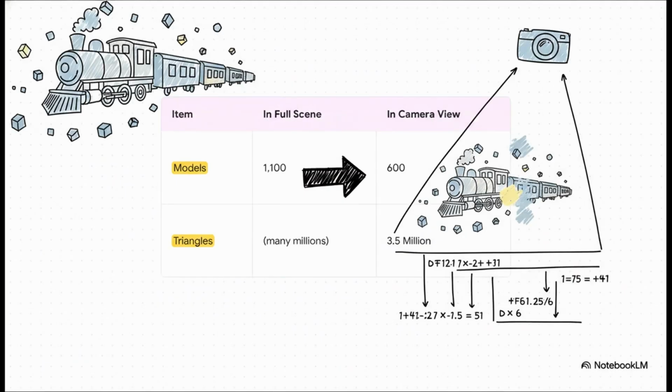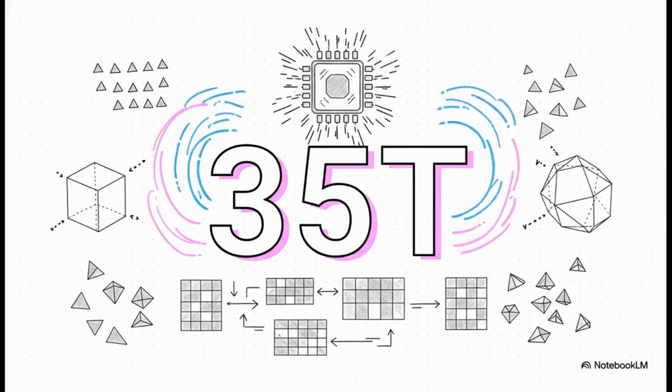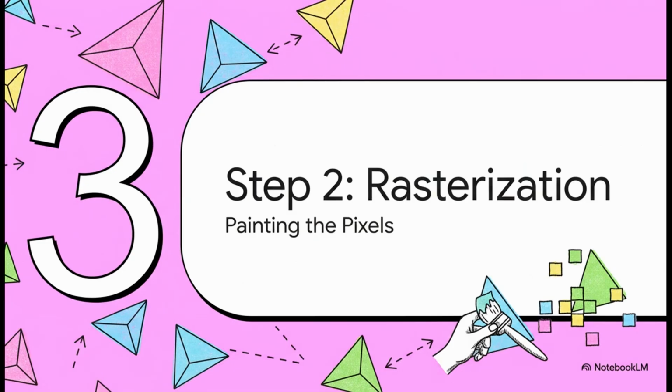And you know, the system is really smart about this. It doesn't waste its energy. In that train scene, for example, there might be over 1,000 different models in the entire level, but the GPU only bothers processing the 600 or so that you can actually see. That kind of optimization is absolutely critical. And to crunch all those numbers for millions and millions of points, a modern GPU is an absolute beast. We're talking about something that can perform up to 35 trillion, with a T, calculations every single second. It's just mind-boggling.